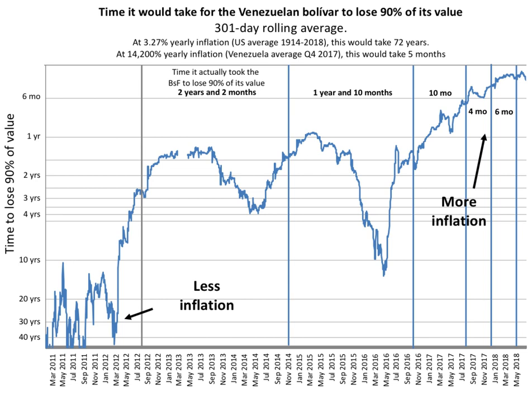Start and end date: March 2007 to mid-November 2008. Peak month and rate of inflation: mid-November 2008, 79.6 billion percent.